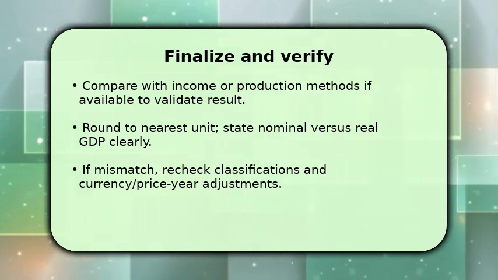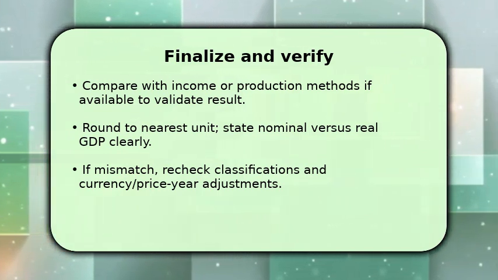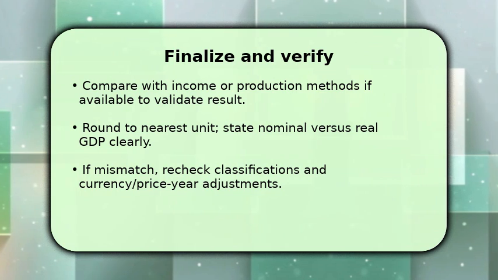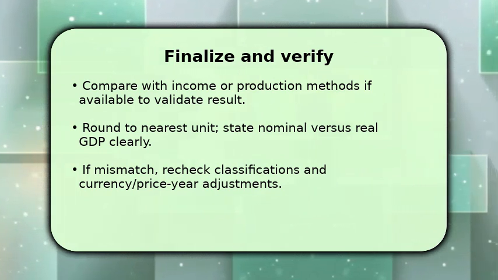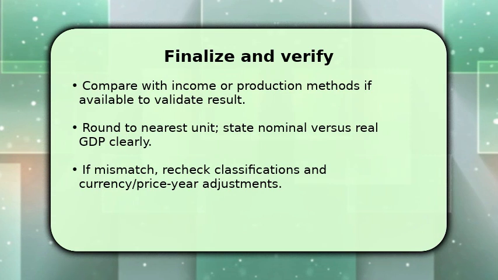If numbers disagree, re-examine whether any item was an intermediate good, if imports were mistakenly added, or if currency conversions and price year adjustments were applied incorrectly. Correcting those typically resolves mismatches.